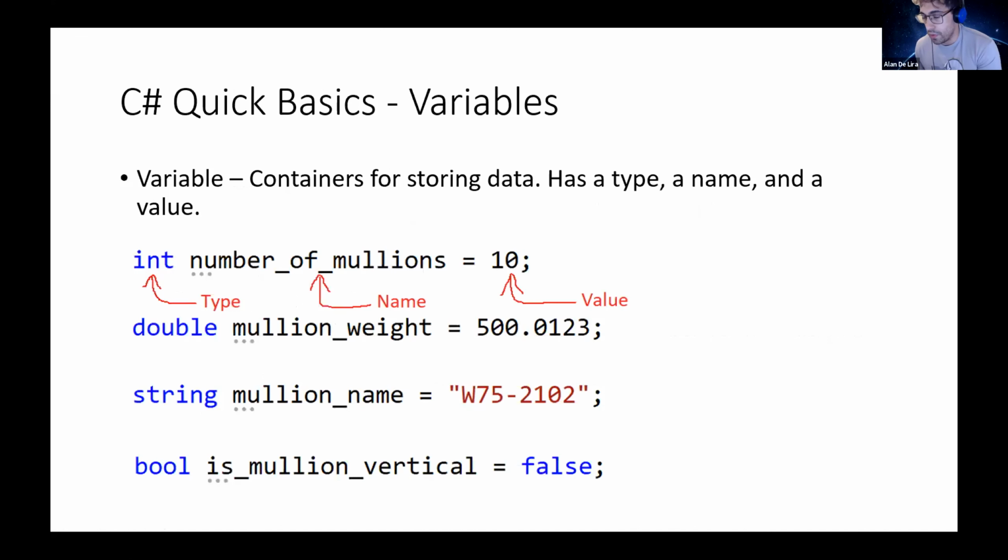We're just going to start with the very basics. A variable is a container where you create data. And every variable has a type, a name for that variable or that container, and a value assigned.